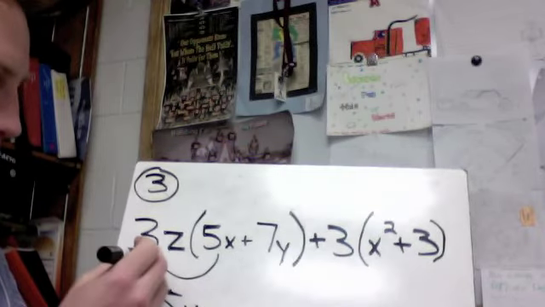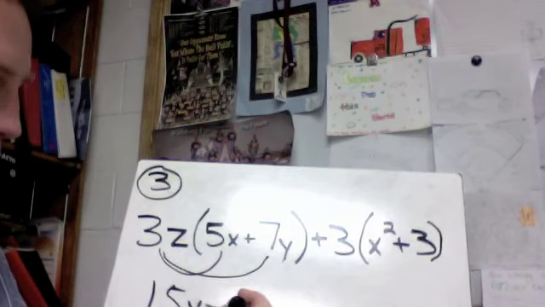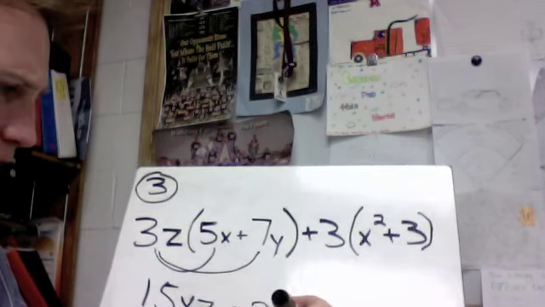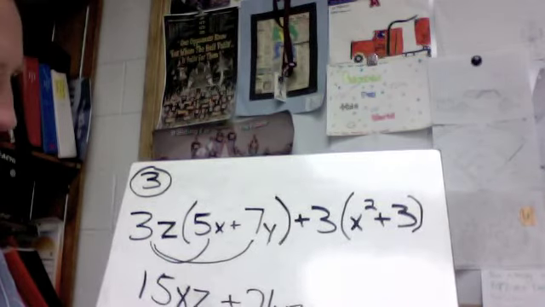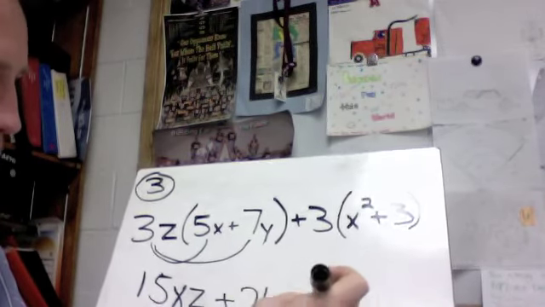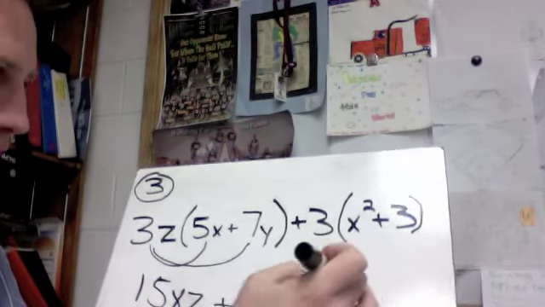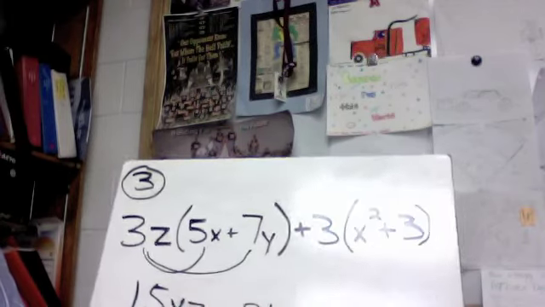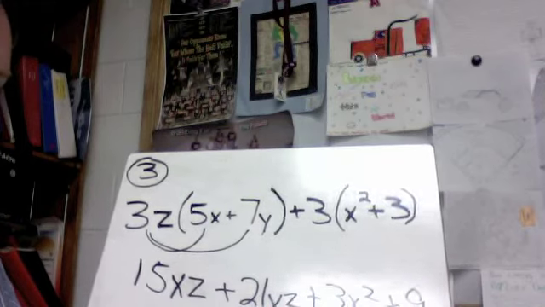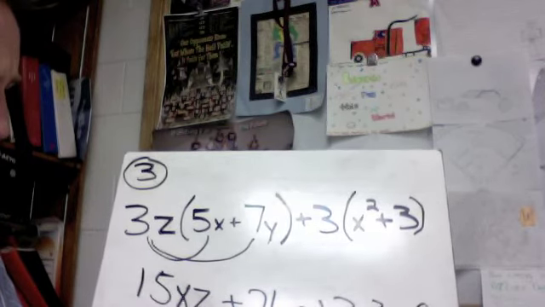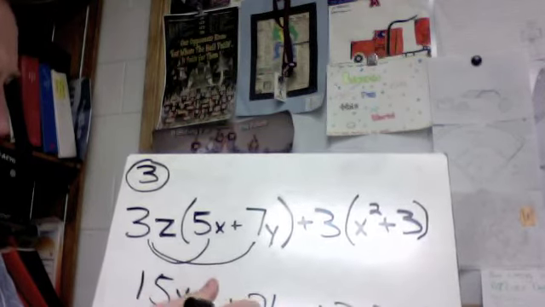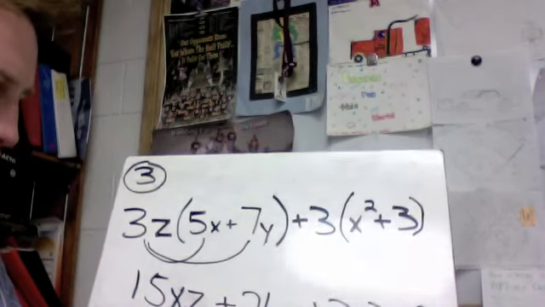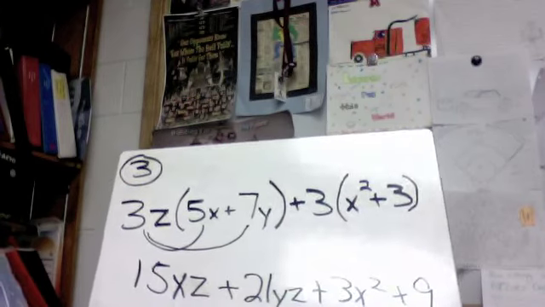3 times 7, we've got positive 21YZ. Then we come to this part up here. That's just going to be 3x to the second, and then that's just going to be 9. Now I'm looking to put things together here, and it does not look to me like we have anything that goes together. We've got an XZ, a YZ, an x to the second, 9, whole bunch of different things, so we're just going to keep that as your answer.